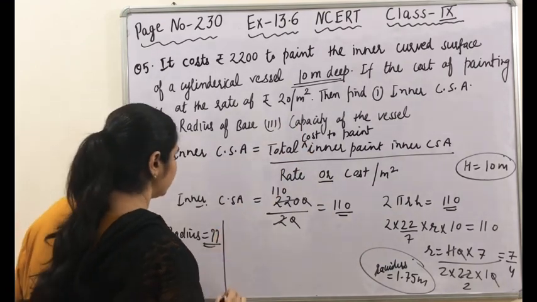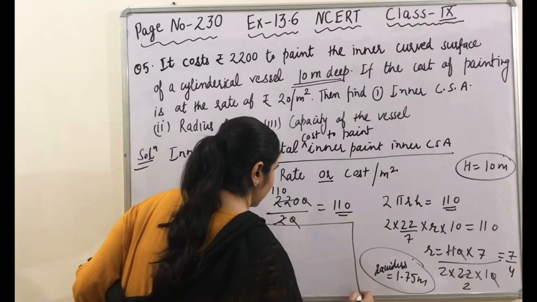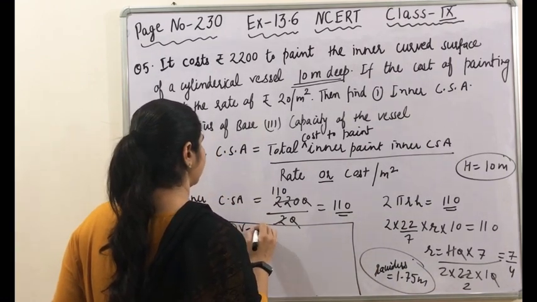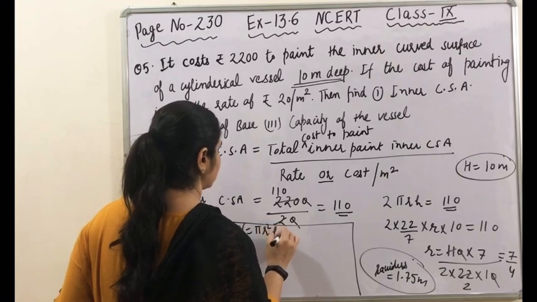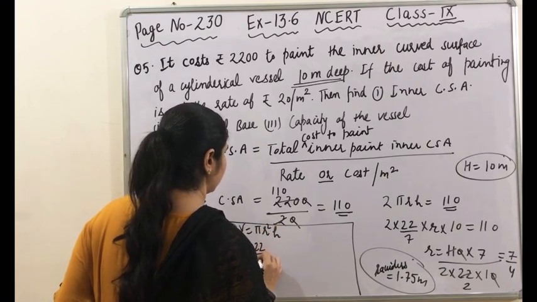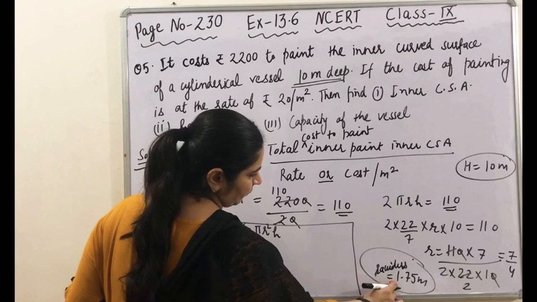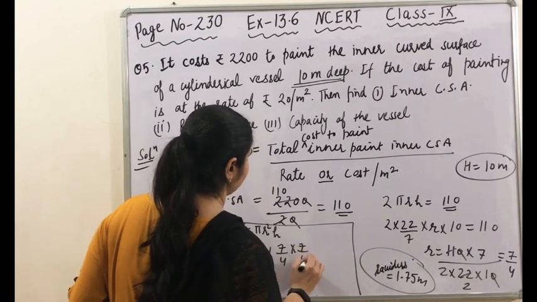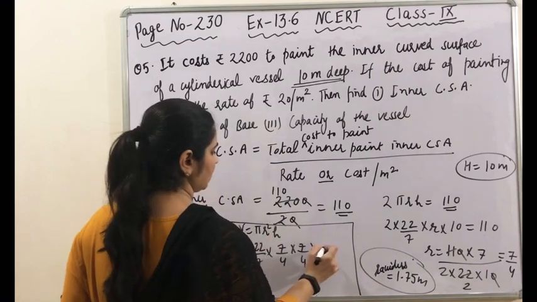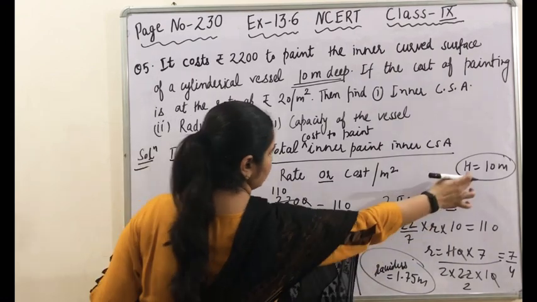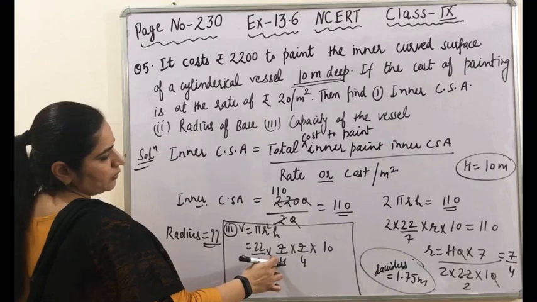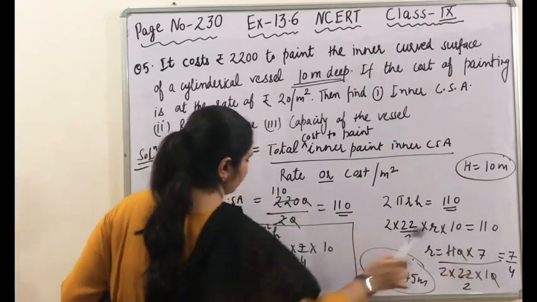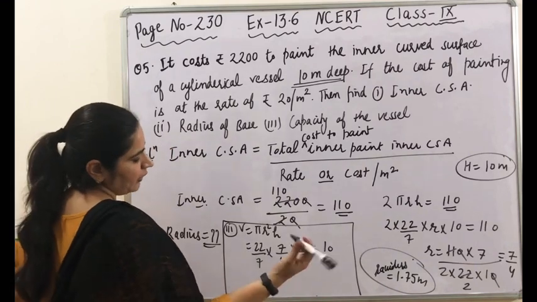Here I am doing the third part. Apply the formula. Capacity means volume. Formula is pi r square h. Pi is 22 by 7. r we will take as 7 by 4, so that cancellation will be easy. h is 10 meter. h is also given, 10. Instead of taking 1.75, I have written here 7 by 4, so that cancellation work will be easy for us.